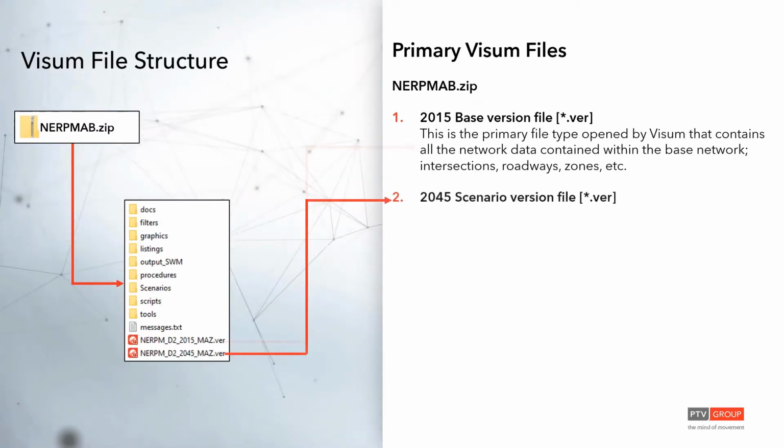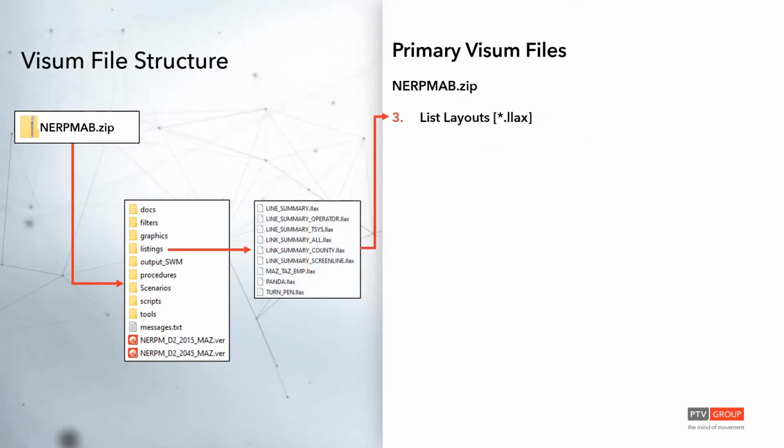The 2015 version file has all the network inputs and everything for the base year, which is 2015 in this model. And then there is another version file, NERPM D2 2045_MAZ. That file, as the name suggests, would have the network and all the data for the 2045 forecast scenario. So these are the version files.